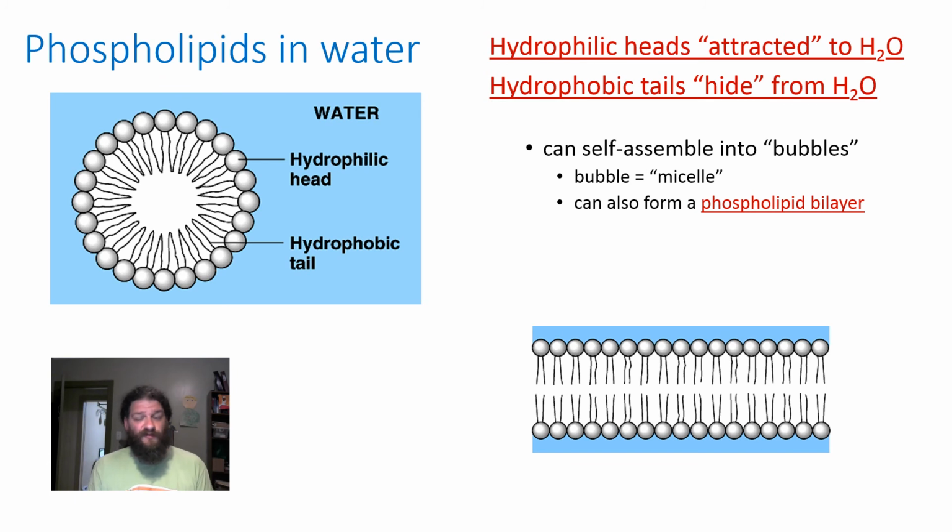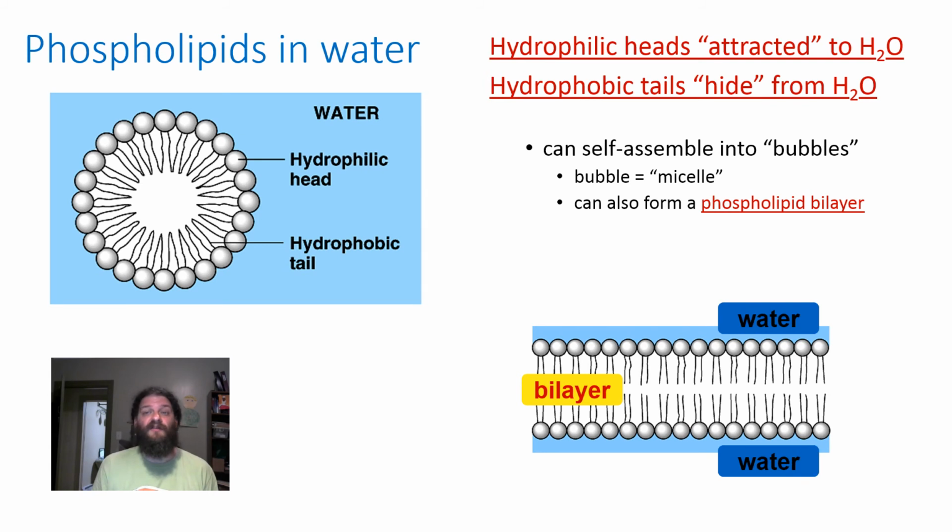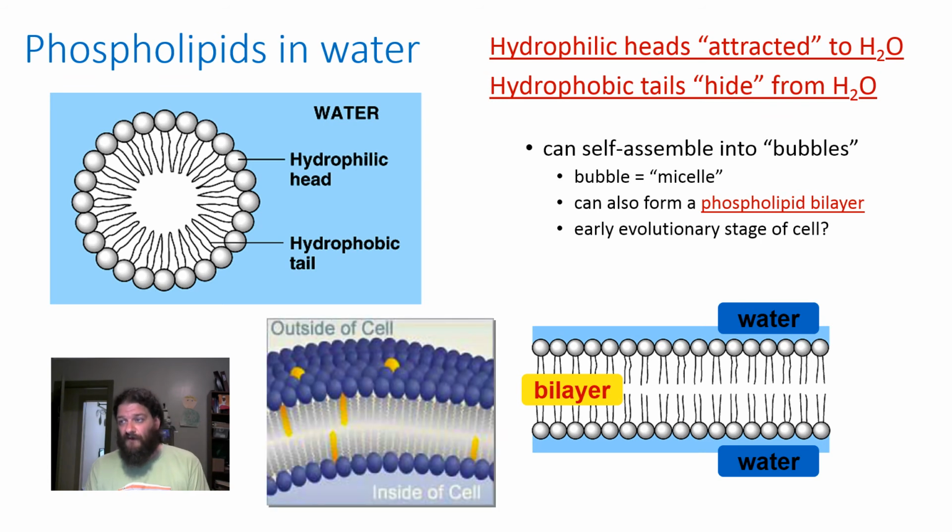We can also put some water on the inside of this micelle, and we'll start to form this bilayer. So we'll get two layers of lipids with the heads on the outside where the water is, and on the inside where the water is, and then the tails kind of going onto the inside of the layer, forming a kind of non-polar region in the middle. We call this the phospholipid bilayer.